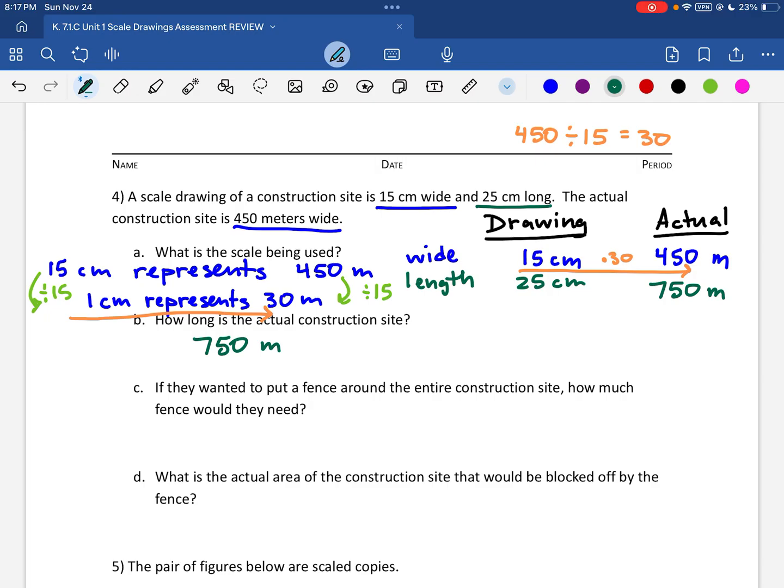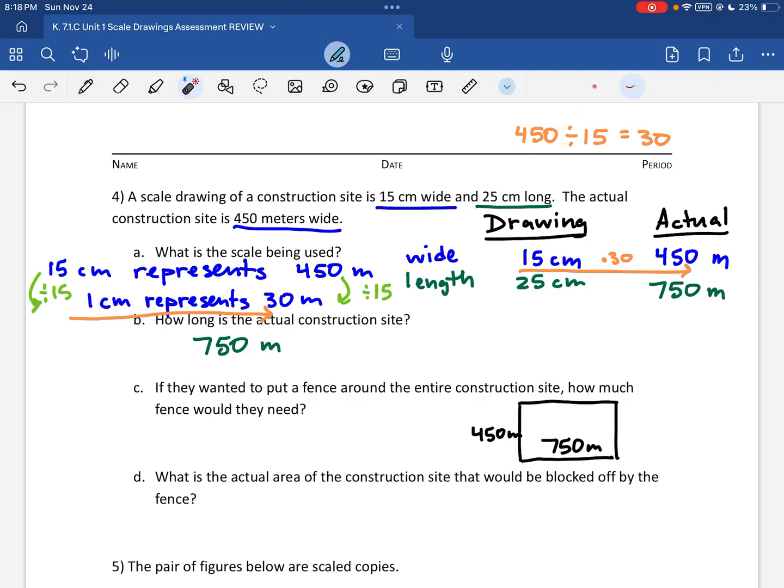Part C. If they wanted to put a fence around the entire construction site, how much fence would they need? I think drawing a picture is going to be a great way to visualize this. So all I know is that we have a height and a width, so I'm going to draw a rectangle, I guess a length and a width. And I know, since we're building our fence around the actual construction site, we're not going to put a fence around the drawing. We're going to put it around the actual. When I label this, I'm going to label it with the actual measurements. So this will have a length of 450 meters, and this will have a length of 750 meters.